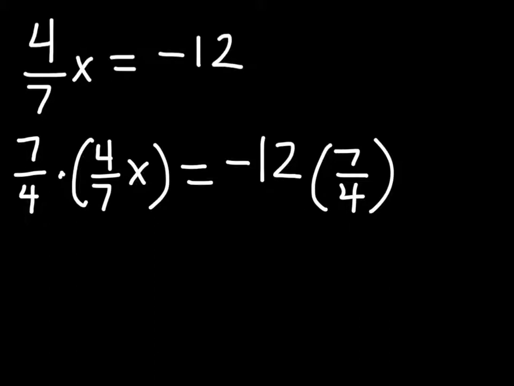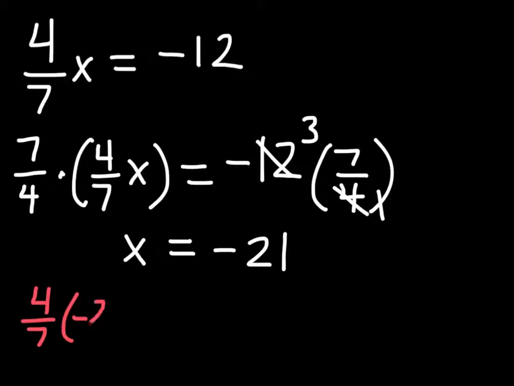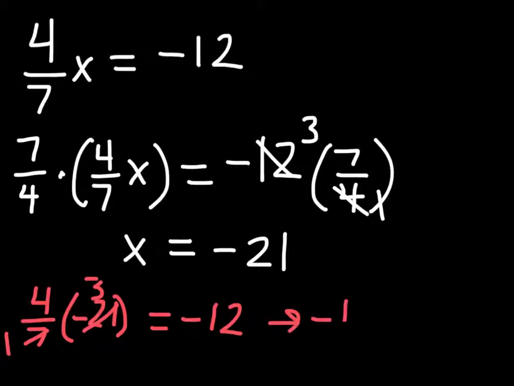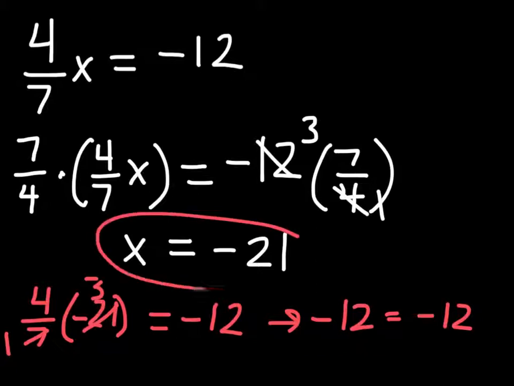So let's go ahead and work this out. This 7/4 times 4/7 gives us x, 1x. -12 times 7/4, if we cross reduce, we get -21. So the solution to our equation is -21. We can check our work by substituting in -21. If we cross reduce here, we get 1 and 3, giving us -12 equals -12. So yes, we did our work correctly. Our answer is -21.